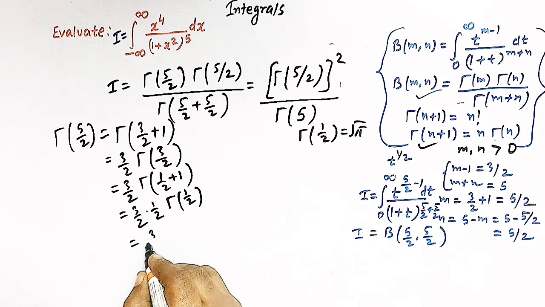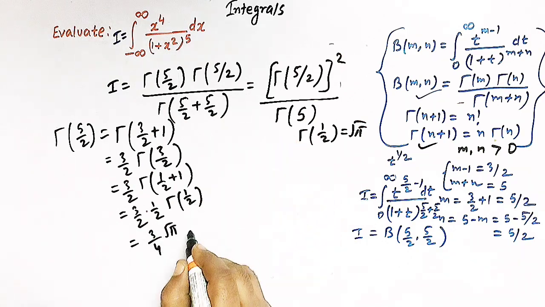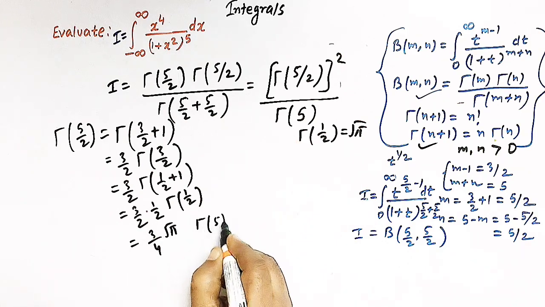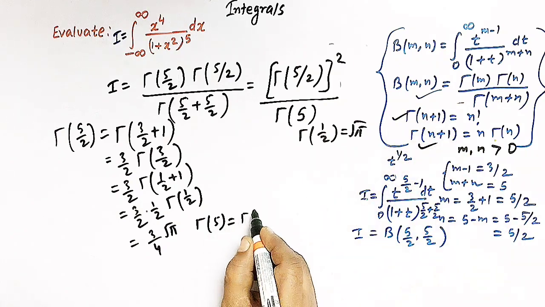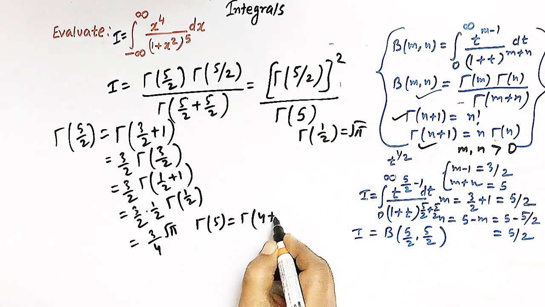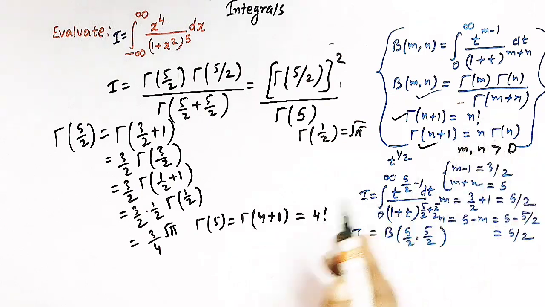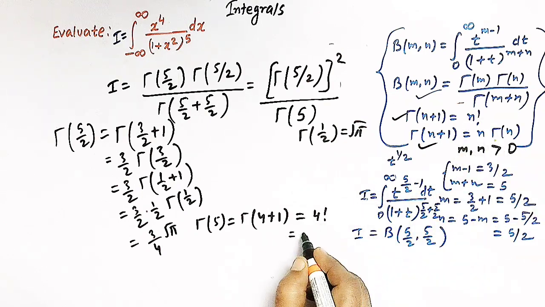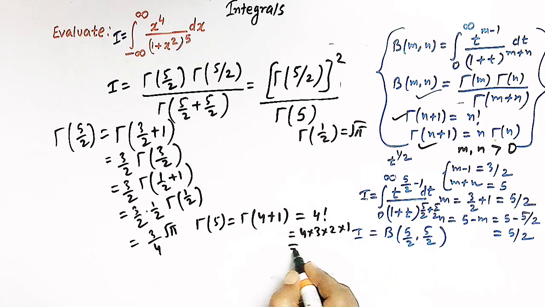So we have 3 over 4, and here we have square root of pi, and gamma 5 can be obtained by using this result. We can write gamma 5 as gamma 4 plus 1, that is equal to 4 factorial, right? And 4 factorial is 4 times 3 times 2 times 1, that is equal to 24.